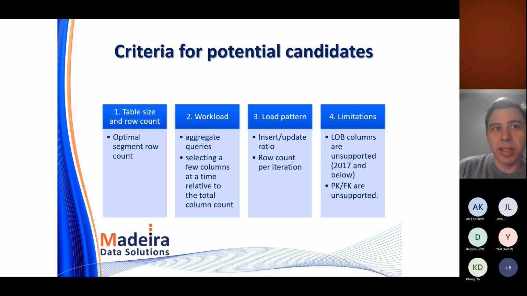First of all, large objects like varchar max or binary max are not supported. And that applies to 2017 and below. And primary keys and foreign keys are unsupported as well. The reason for that is since you can't seek a Columnstore index. Like I mentioned earlier, it's not really an index. So implementing a primary key would be very inefficient from a performance perspective, and foreign keys as well.